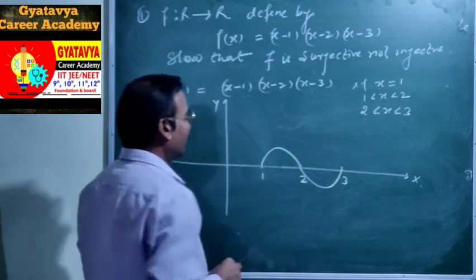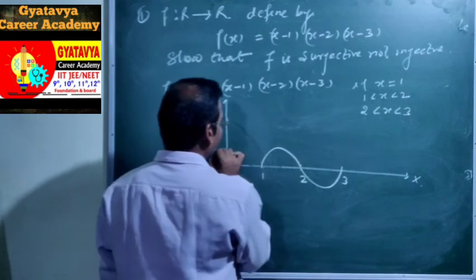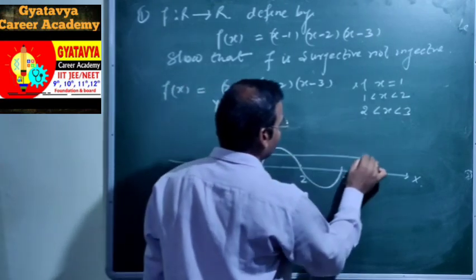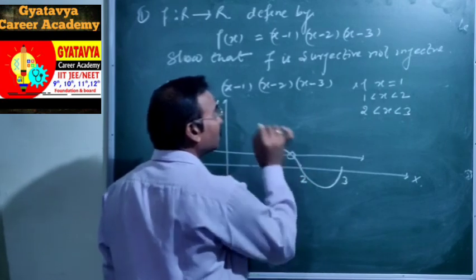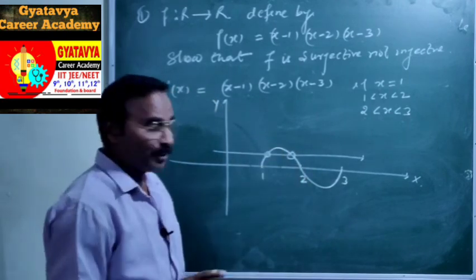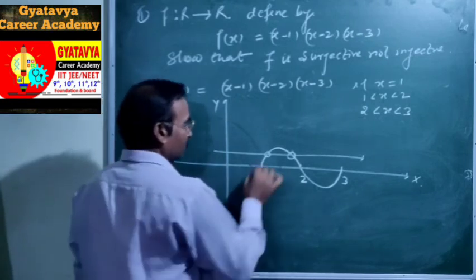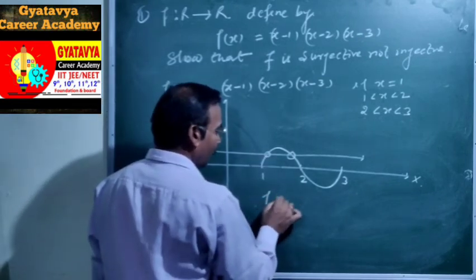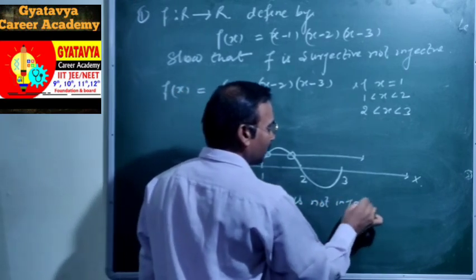Now check for injectivity. If we draw a line parallel to the x-axis, there are two intersecting points, so this is not injective. f(x) is not injective.